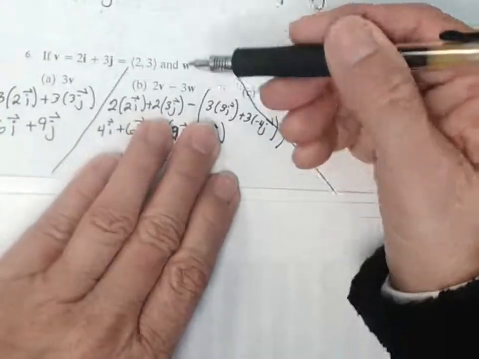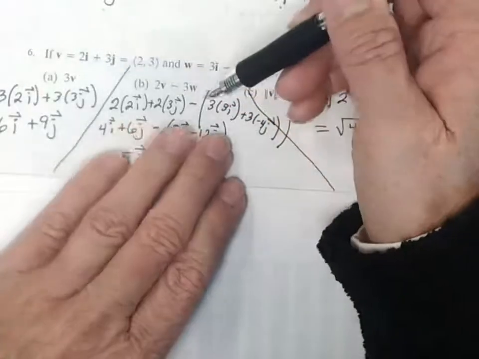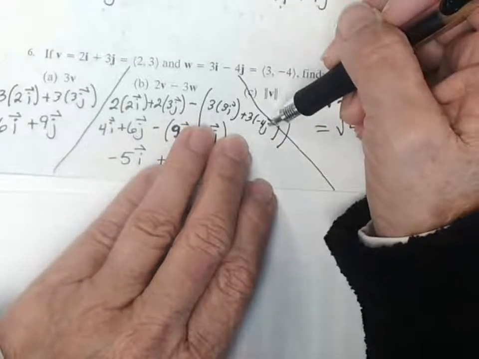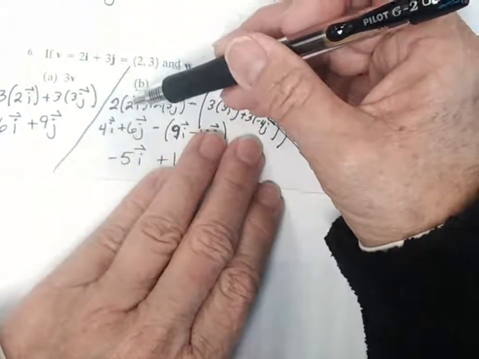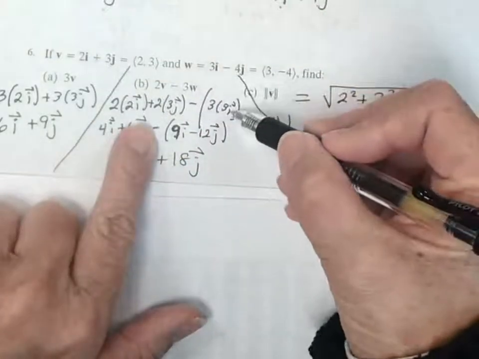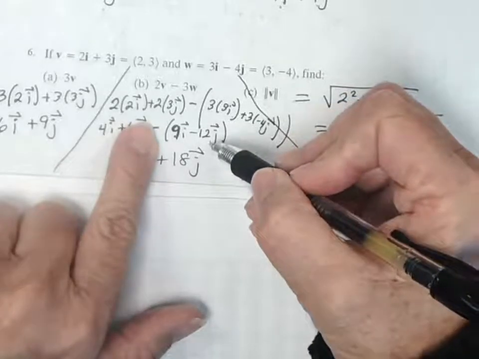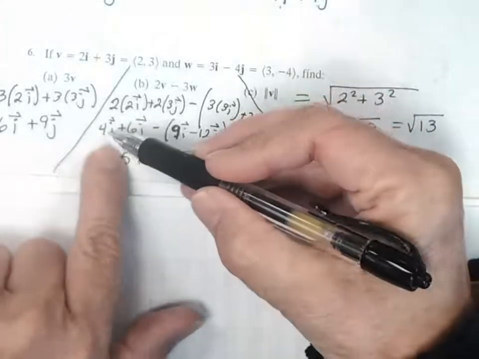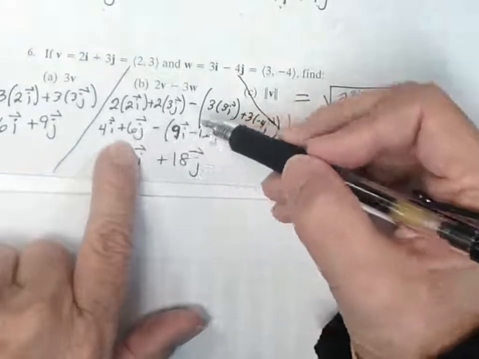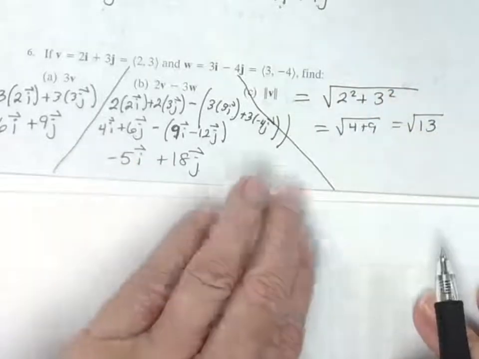Now 2v minus 3w. So here we're going to take 2, multiply it by vector v, and then subtract 3 times vector w. Simplifying, we have 2 times 2i is 4i, 2 times 3j is 6j, minus 3 times 3i gave me 9i, and 3 times negative 4j gave me negative 12j. And I'm subtracting. So I have 4i minus 9i gives me negative 5i, 6j minus a negative 12j, so I'm going to have to add this, gives me 18 times vector j.